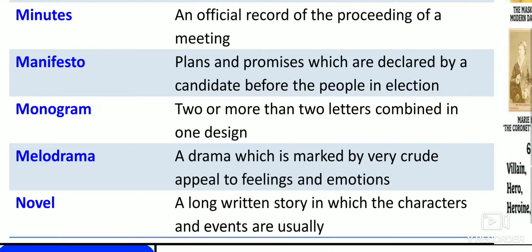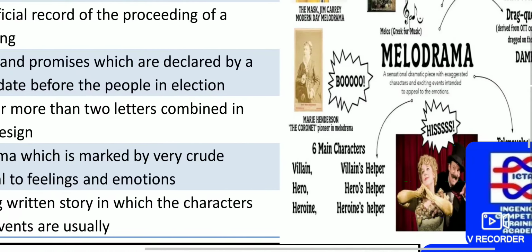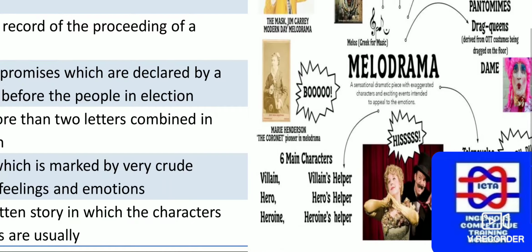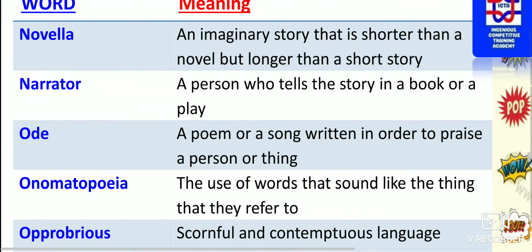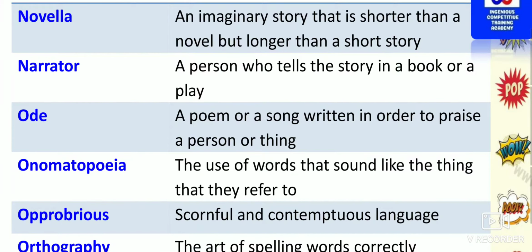Here we have monogram, which means 2 or more letters combined in one design. Melodrama means a drama which is marked by a very crude appeal to feelings and emotions. Novel means a long written story in which characters and events are usually there. As you can see how exactly the melodrama looks like, and how the different characters have been given in it.